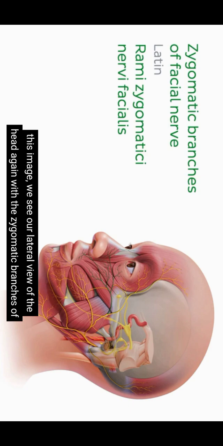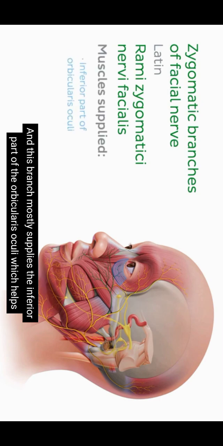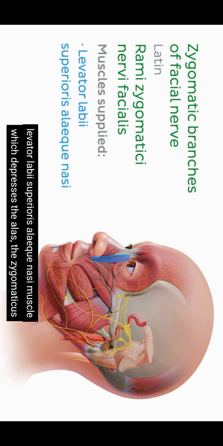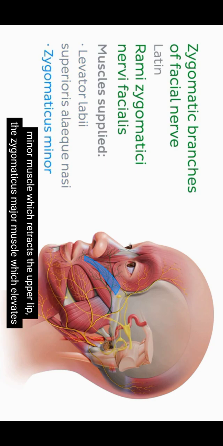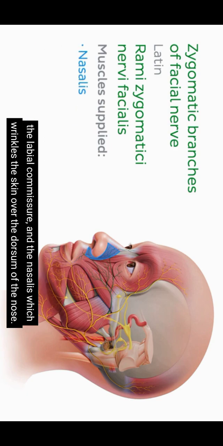And here in this image we see our lateral view of the head again with the zygomatic branches of the facial nerve highlighted in green. And this nerve can be a single or a paired branch that makes its way to the musculature just below the eye. And this branch mostly supplies the inferior part of the orbicularis oculi, which helps the eyelids close, the levator labii superioris, which elevates and everts the upper lip, the levator labii superioris alaeque nasi muscle, which depresses the ala, the zygomaticus minor muscle, which retracts the upper lip, the zygomaticus major muscle, which elevates the labial commissure, and the nasalis, which wrinkles the skin over the dorsum of the nose.